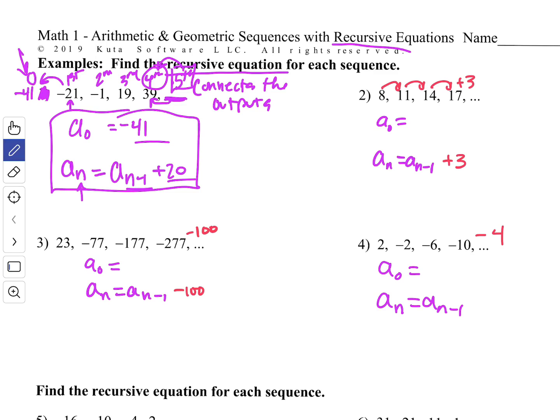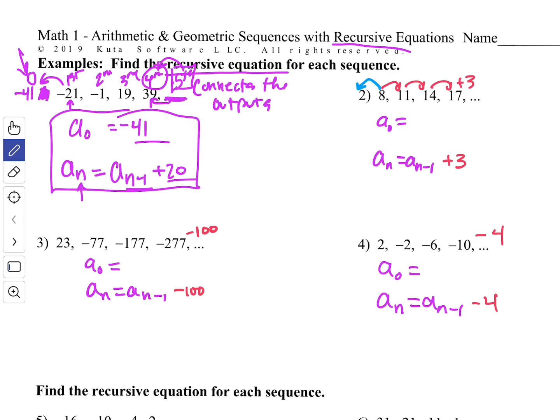I always put the growth with that a sub n equals a sub n minus 1, and we put the minus 4. Something to note here, it's always n minus 1, not n minus 100, not n plus 3, not n minus 4. It's n minus 1, and the growth goes on the back, as you can see. So I put them in a different color.